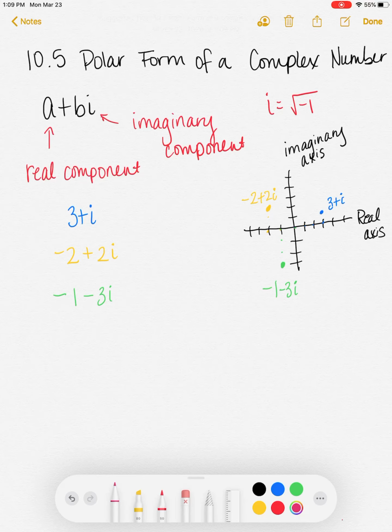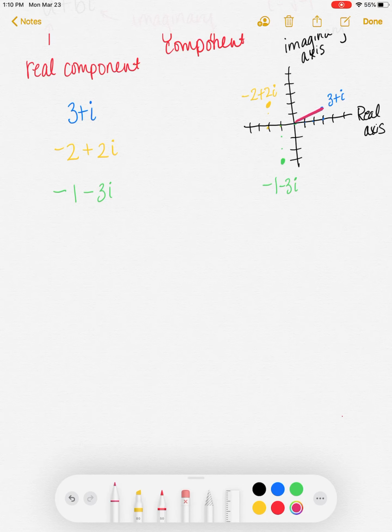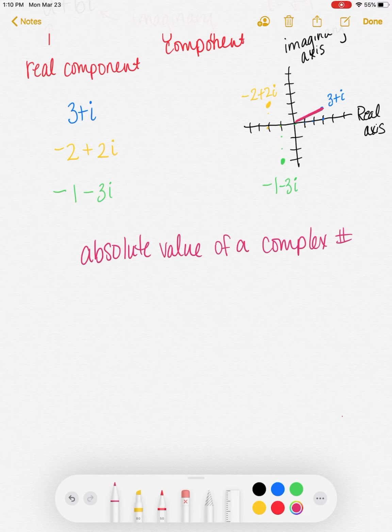Love it. All right, we can also talk about the distance from 0. If I want to talk about how far 3 plus i is from 0, we're going to call that the absolute value of a complex number. When we talked about absolute value, I told you the definition of absolute value is distance from 0. It's the same here. It's how far apart, in a straight line from 0, the origin, to our complex number.